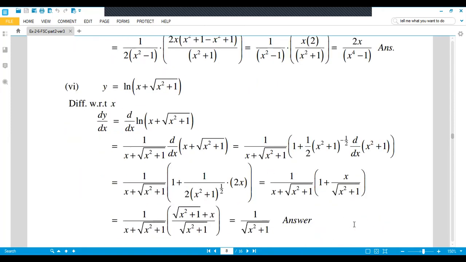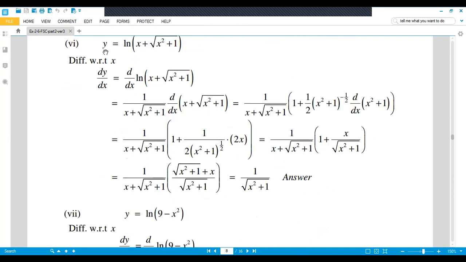Now come to the sixth part. In the sixth part you have given y equal to natural log of x plus under root x square plus 1. So you know that when you differentiate with respect to x, dy by dx, d by dx of natural log of that value.